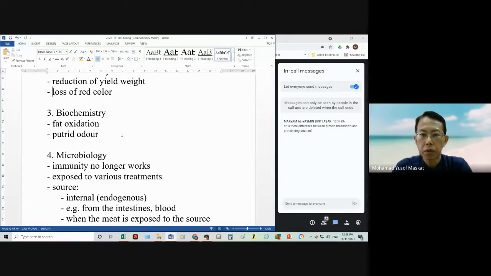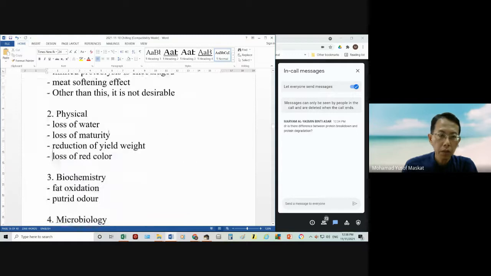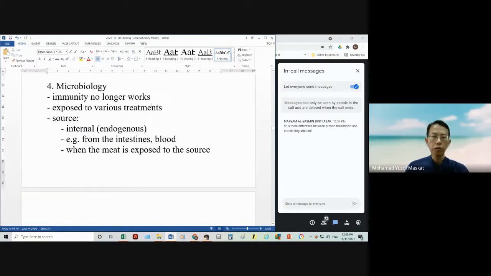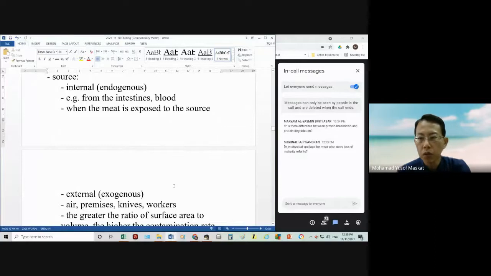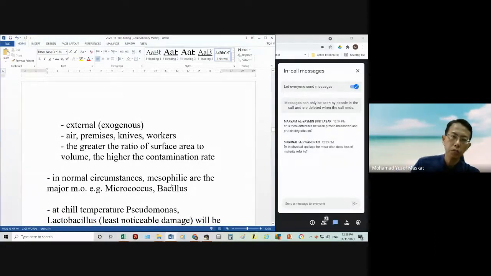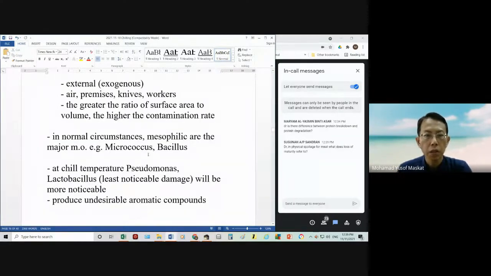It is undesirable. And then another cause of meat spoilage is microbiology. Of course, this is important because post-mortem the animal is dead, so there is no immunity. So it is exposed to various treatments. For example, internal endogenous sources, microbes from inside the animal itself, from intestines, blood. When it is exposed to the source, it will contaminate and grow. And then also external sources, for example the air, premises. Premises means the building. Knives, workers, etc. So the greater the ratio of surface area to the volume, the higher the contamination rates.